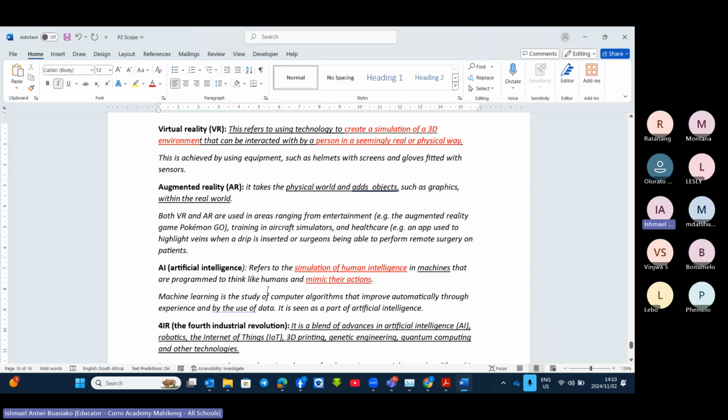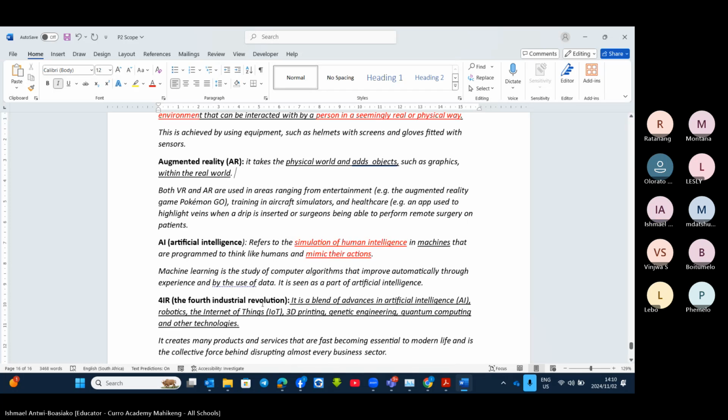Then the AI, artificial intelligence, which is simulation of human intelligence in machines. So they are the simulations of human intelligence in various machines so that they are programmed in such a way that they are like human beings or they do the activities of human action. And that's what we call the AI.